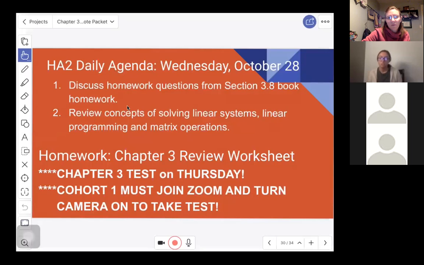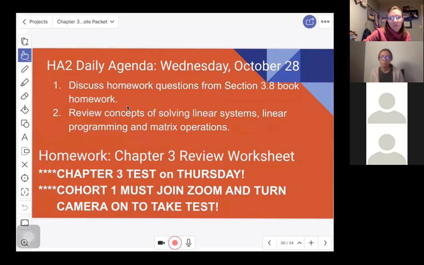Election. You have to do that by tomorrow, is it? I think it's tomorrow. Yes. Yeah. Oh, no, today, actually. So you're casting your vote today for the election, and it was sent to your Gmail, your student Gmail account. Yeah. And looking at tomorrow is your Chapter 3 test.